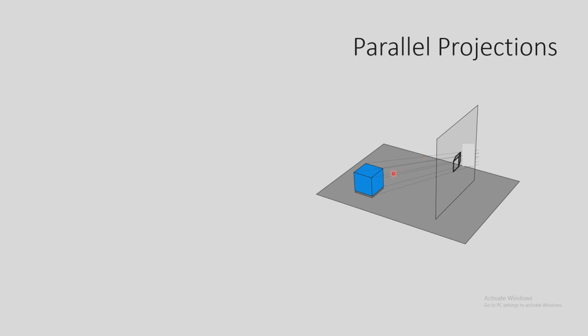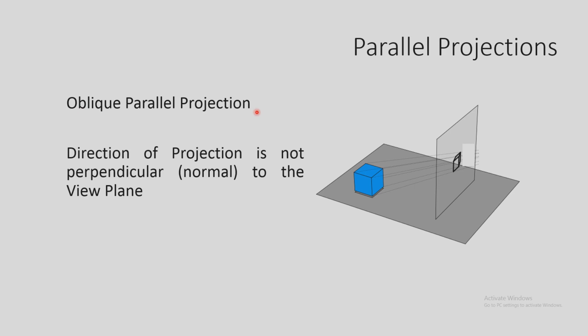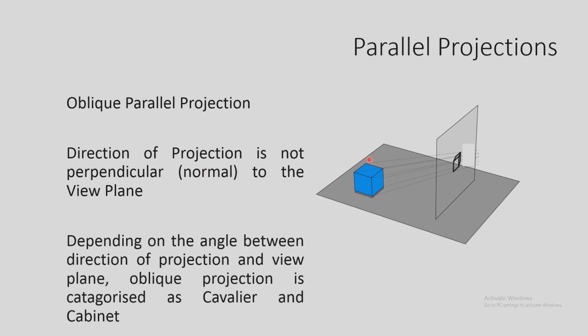Let's move on to another category of parallel projection. This is a category in which the direction of projection is not normal to the plane. So such a projection is known as oblique parallel projection. The basic definition is that the direction of projection is not perpendicular, you better call it not normal, to the view plane. So the angle this direction of projection makes with the view plane decides what kind of projection it is.